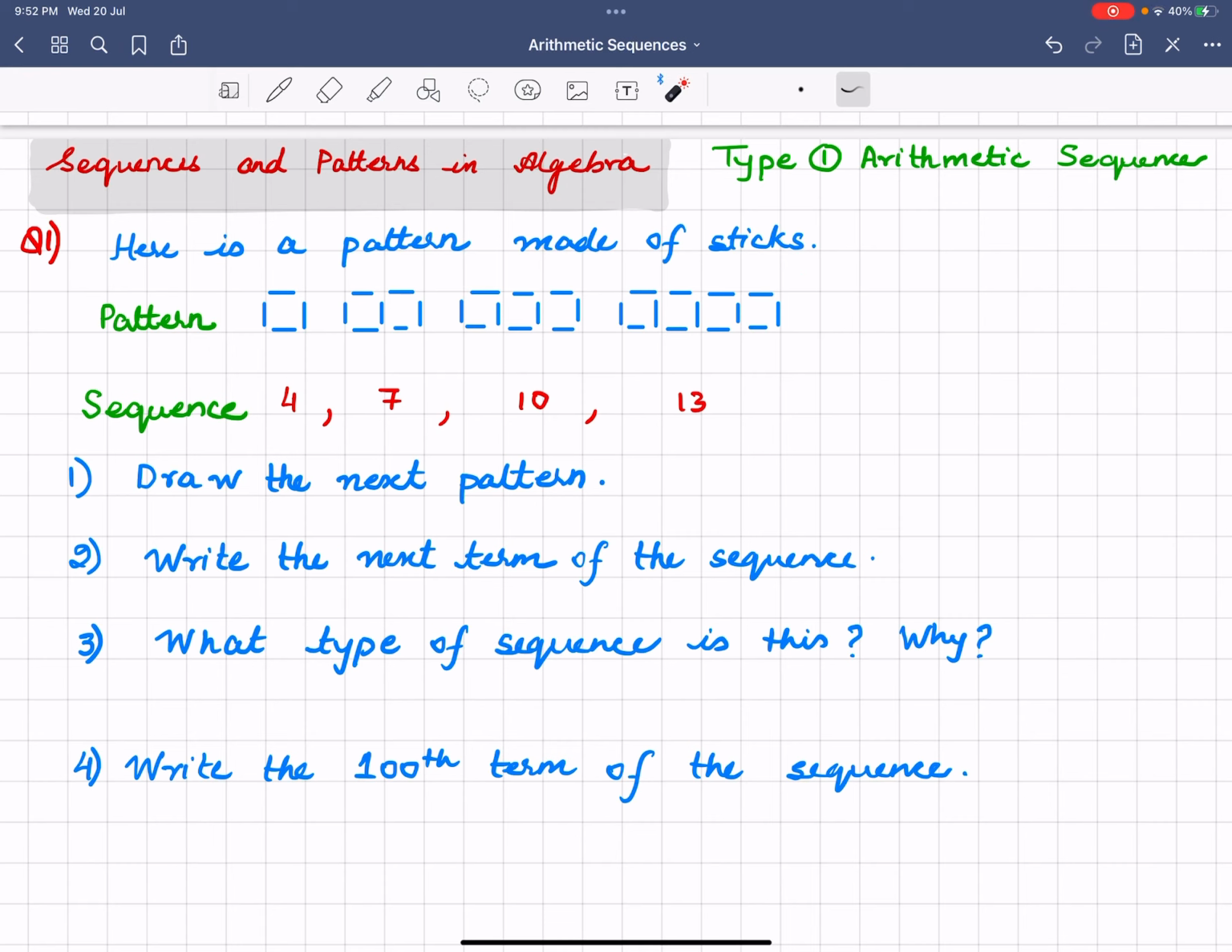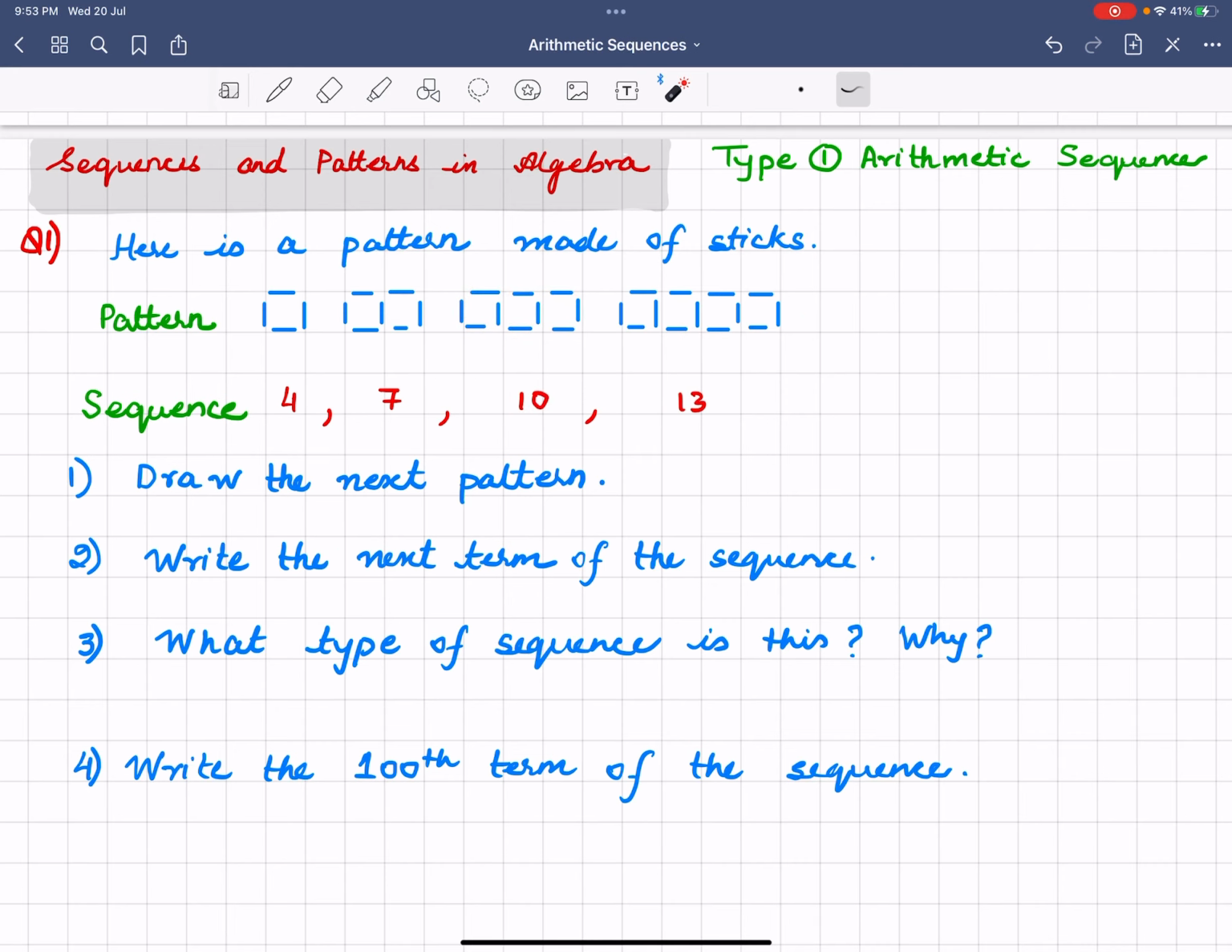So here I have a pattern which is made up of sticks. As you can see, this is the first pattern of mine, which is made up of 4 sticks. The second pattern is made up of 7 sticks. The third pattern is made up of 10 sticks. And the fourth pattern, which is here, is made up of 13 sticks.